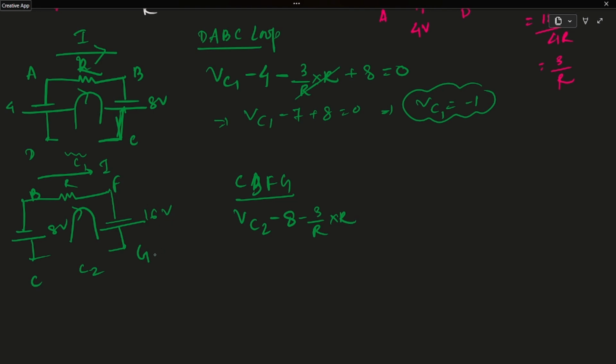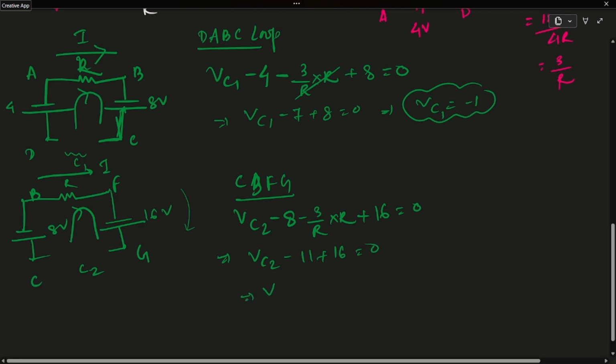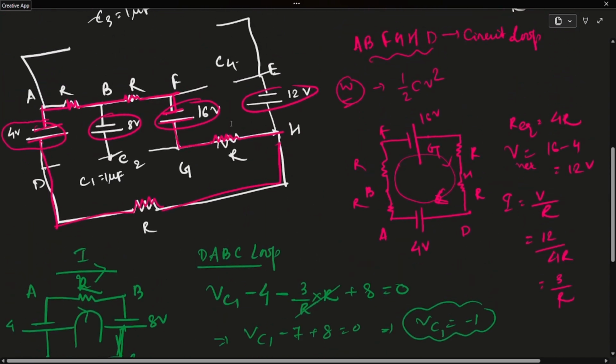When I move from F to G, there is a voltage increase of 16 volts, so plus 16 equals 0. So VC2 minus 11 plus 16 equals 0. VC2 is basically minus 5. This is the voltage drop across the capacitor C2.